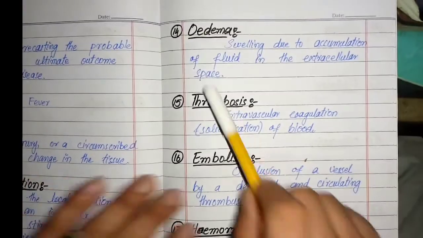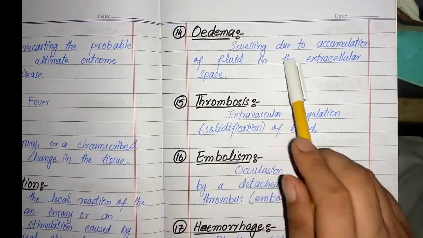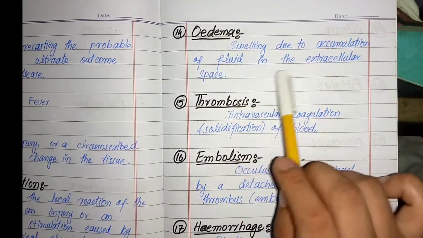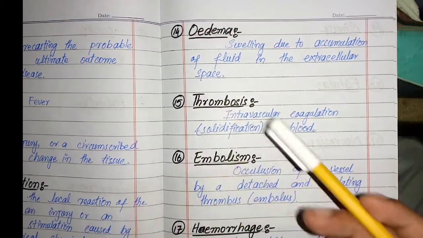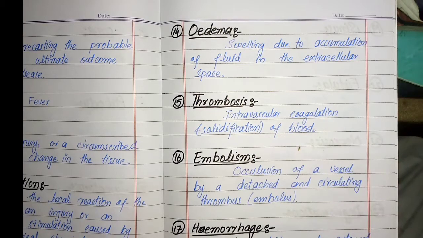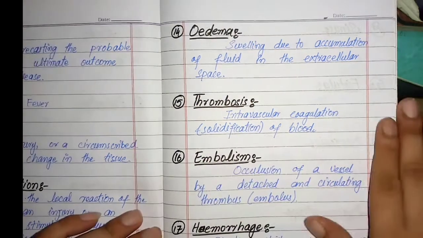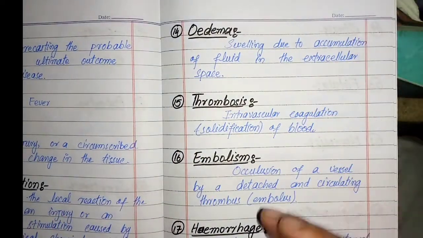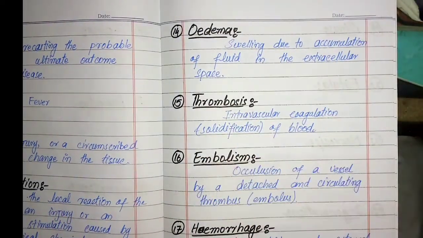Another term here is edema. Edema is swelling due to accumulation of fluid in the extracellular space. Whenever fluid accumulates in the extracellular space due to some problem or hemorrhage or some other problem, this swelling is called edema.